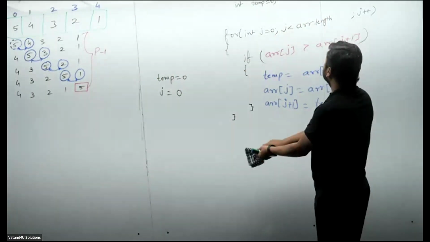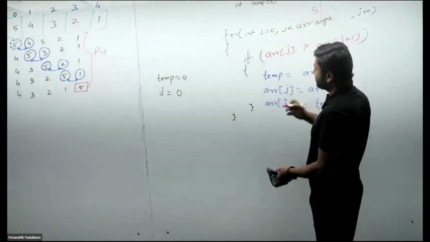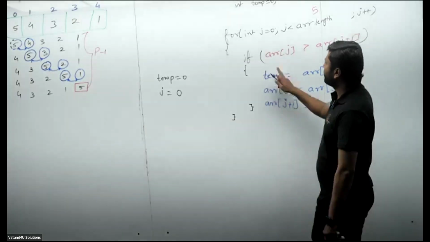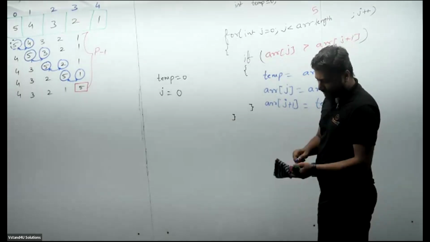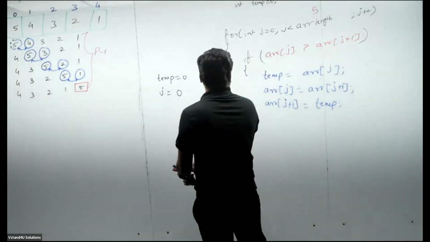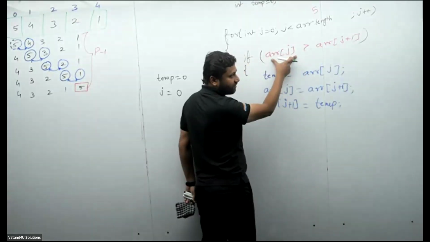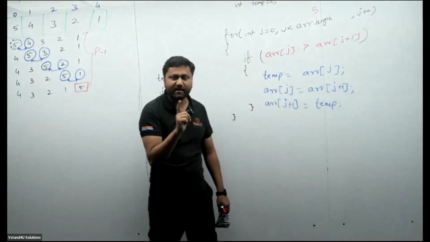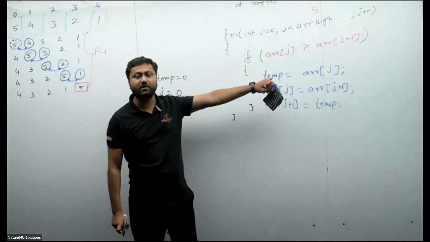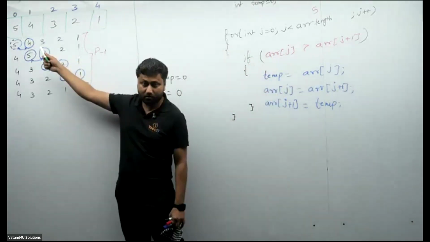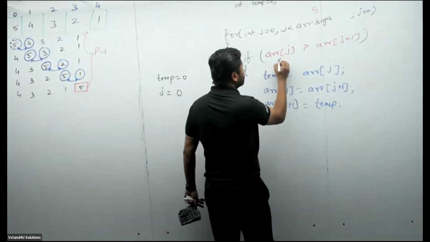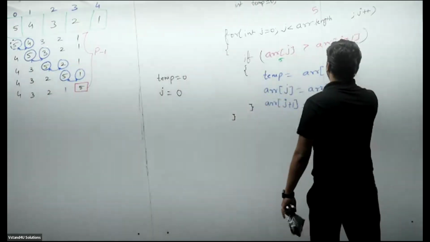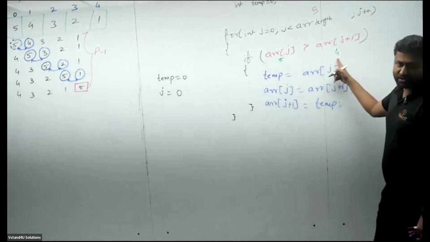Agree? This is nothing but your 5. Now over here, pay attention. What is the value of ARR of J? J is 0, so ARR of J becomes 5, no confusion. So this value is 5. ARR of J plus 1, second element, that is 4. 5 is greater than 4 condition.